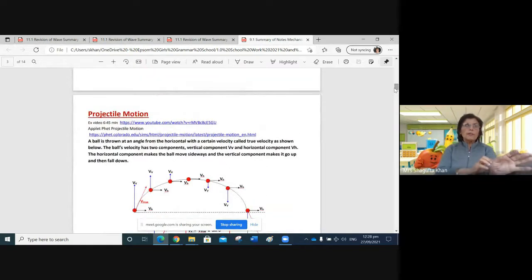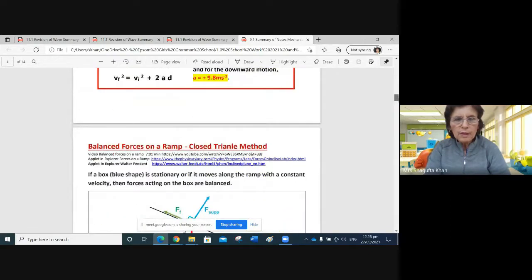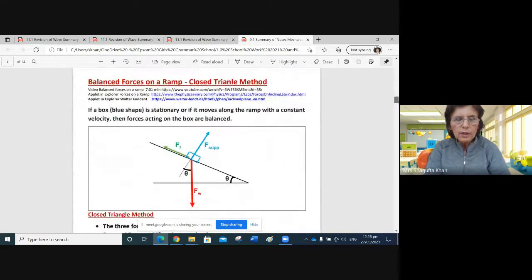Is that okay if I move on quickly to the forces part now? Okay. So forces. In the forces part, we will look at balanced and unbalanced forces, and mostly the questions will be on a ramp. So if an object is either stationary or moving down or up the ramp at a constant speed, we will say forces are balanced. Now, what are the forces?